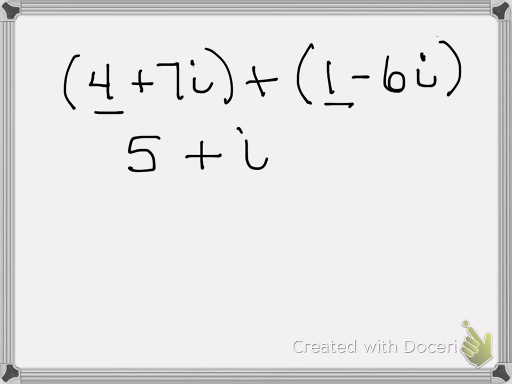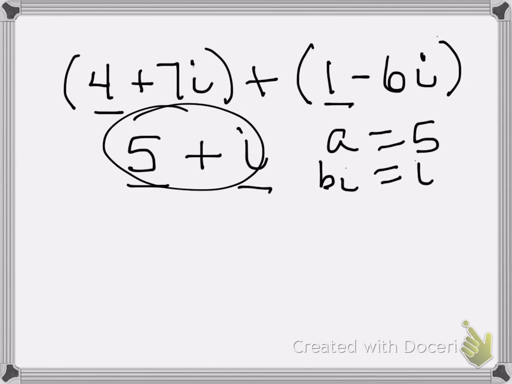Just put it in standard form. See, that's a plus bi. a is represented by the 5, and bi is represented by i. You don't have to write that down, but you just need to write the answer and realize that you're in standard form because it's in a plus bi form. Okay, that's number 1.